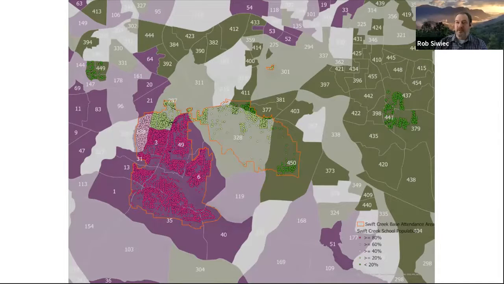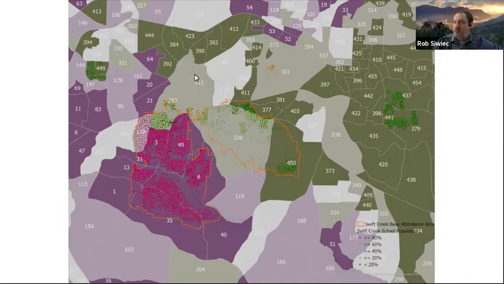So as I said earlier, you can attend the base school you live in. You can also attend other schools. You can apply to other schools. We have magnet draw areas. We have calendar application areas. So a school is not always comprised of everyone in its base. And that helps us balance those schools by allowing students from other areas to attend Swift Creek.